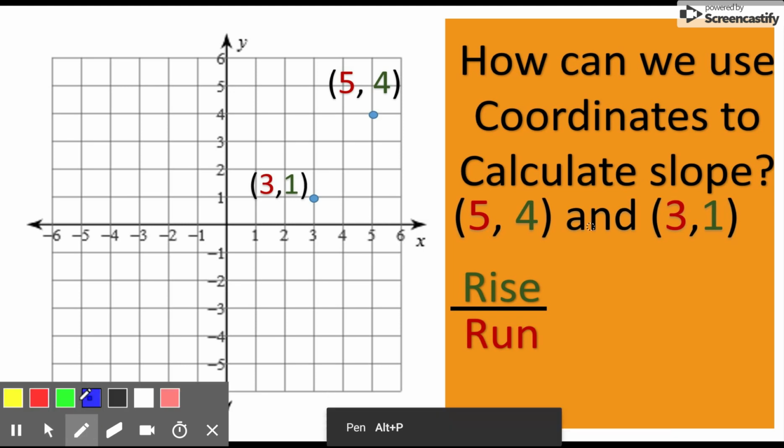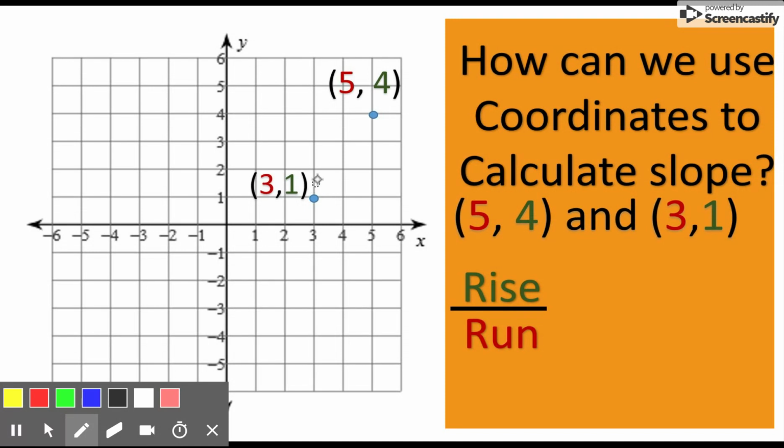Okay, so we know from the previous day's work, if we want to find slope from a graph, we can use 2 points and count rise over run. But there are going to be times where your points may not be integers, they may be decimals or fractions, or you can have such large numbers that it wouldn't be efficient to graph them.